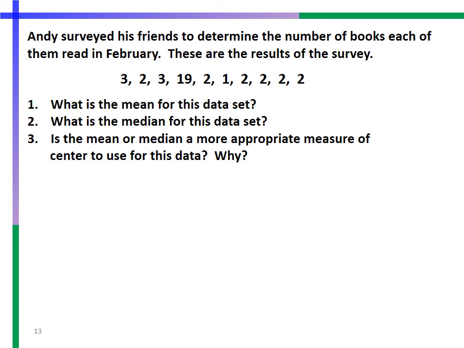Andy surveyed his friends to determine the number of books each of them read in February. Here are the results of the survey. Question number 1 is, what is the mean of the data set? So for the mean, we're going to add them together. So we're going to add up these numbers: 3 plus 2 plus 3 plus 19, ambitious one, plus 2 plus 1 plus 2 plus 2 plus 2 plus 2 equals.